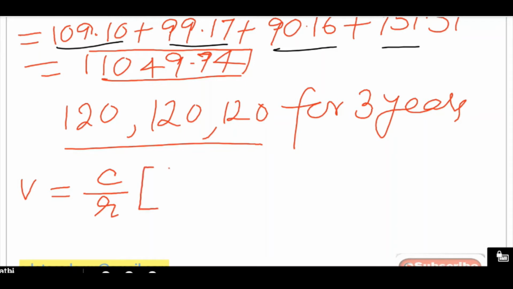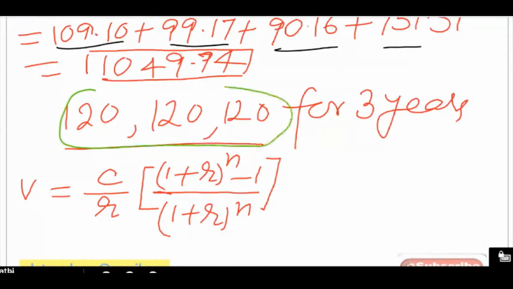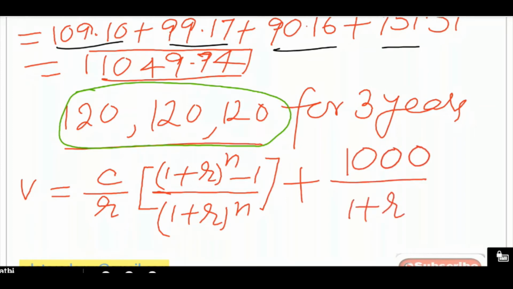put the bracket, 1 plus R to power n minus 1, close the bracket, and divide by 1 plus R to power n. Plus, because this is only for the 120 rupees, the interest we are earning from the bond. But what about the 1000 rupees? For 1000 rupees we have to use a different formula, the discounting factor. So 1000 divided by 1 plus R to power n. You have to keep this formula in mind. We are using the formula of present value of ordinary annuity plus the discounting factor of 1000 rupees, because we are getting the 1000 rupees after some time.